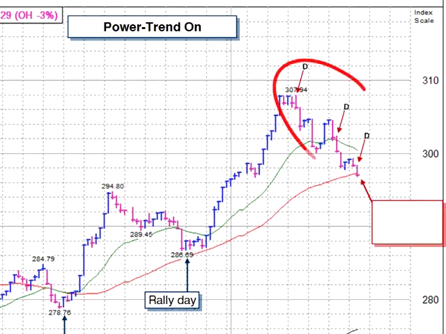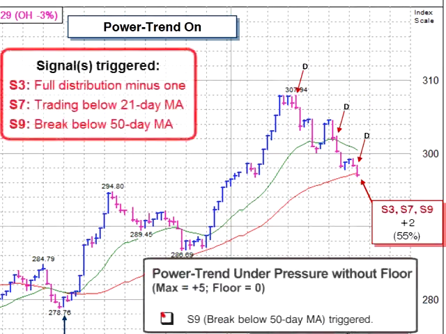A couple things are going on here. You've got 3 days of distribution, so we're going to acknowledge that. And we're also below your 50-day moving average. So that's an S3 and S9. We're also trending below your 21-day. So that was your S7. So we've got 3 sell signals.